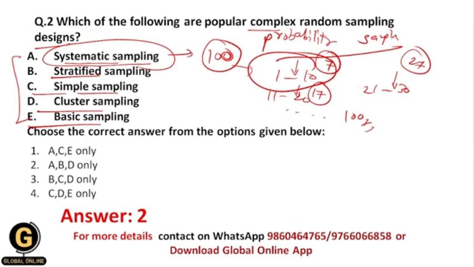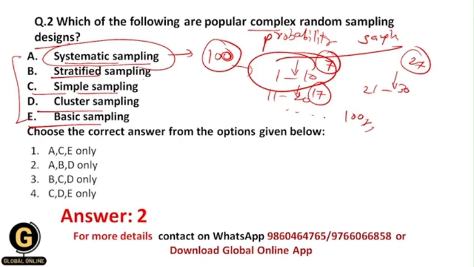And that's why it is called a complex random sampling design, because here we do lots of procedures, and we do the procedures by randomly selecting the sample, and that's why this is a complex random sampling design.